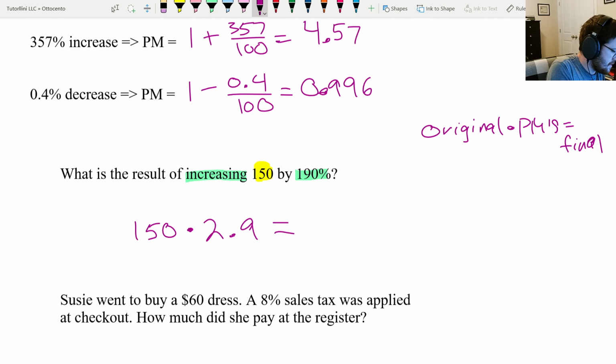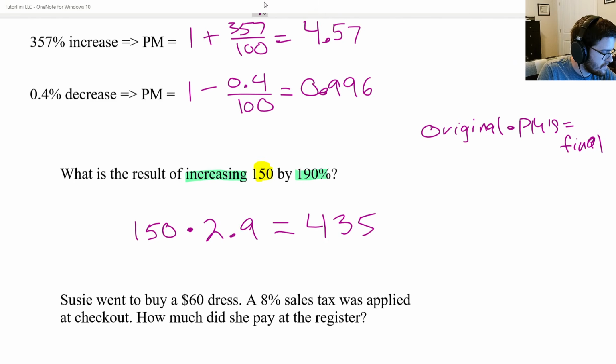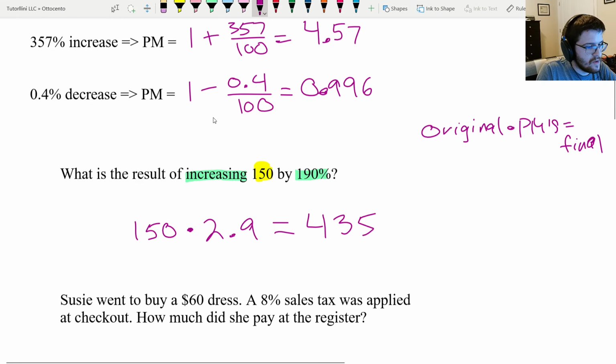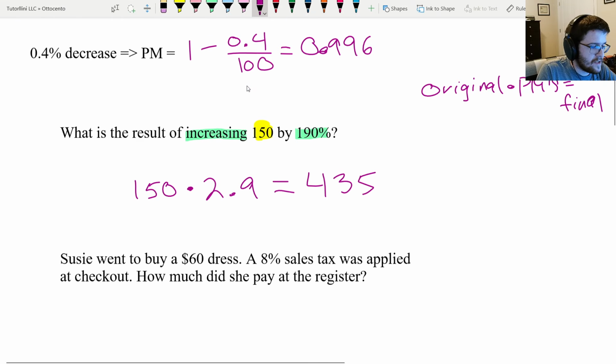So let's see what that is. I'll just do it over here. 150 times 2.9. And we get 435. Great, very good. Okay, let's keep going.